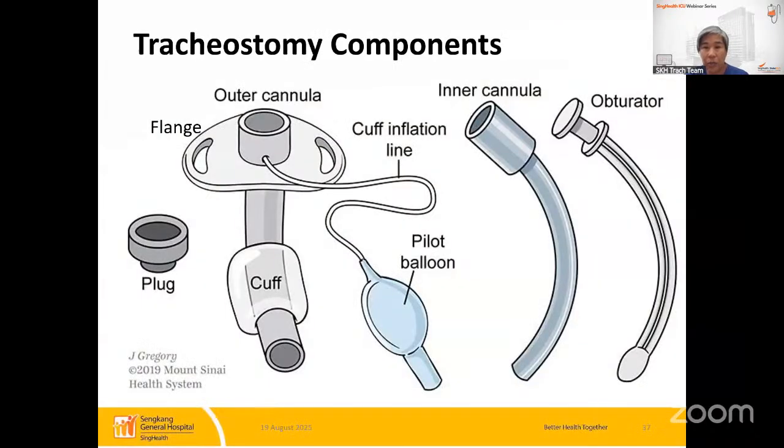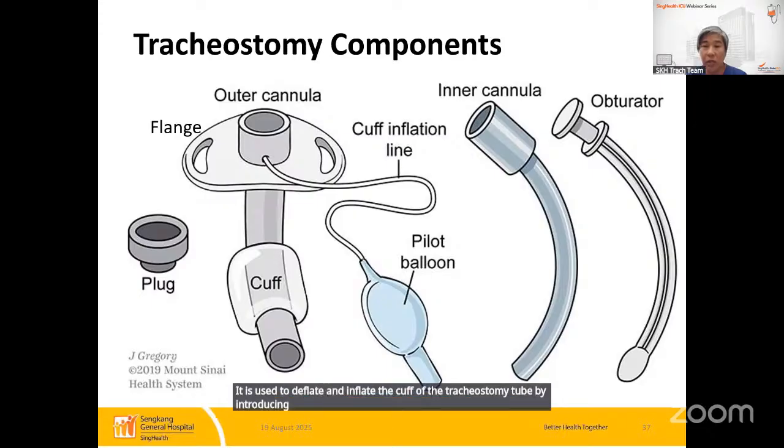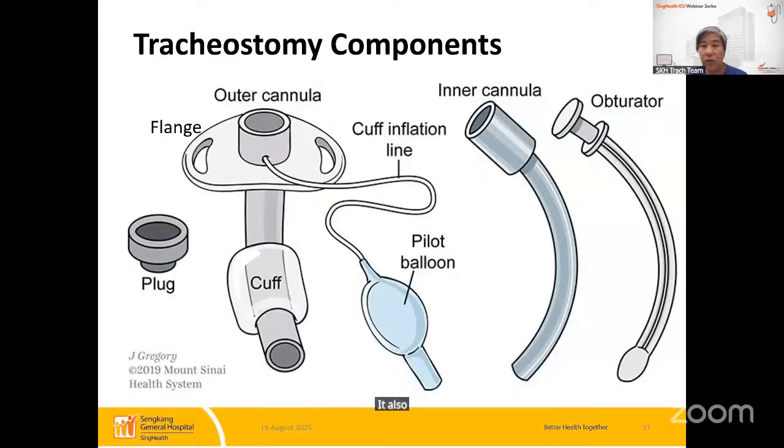The pilot balloon is located at the end of the pilot line, or the cuff inflation line. It is used to deflate and inflate the cuff of the tracheostomy tube by introducing or aspirating air using a syringe or a cuff manometer. It also shows an indication of the cuff's inflation status.